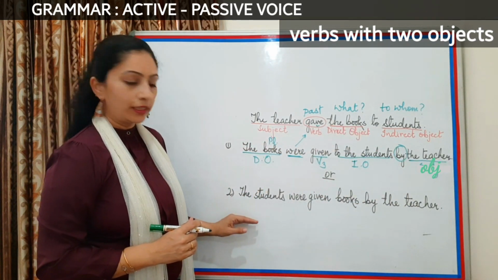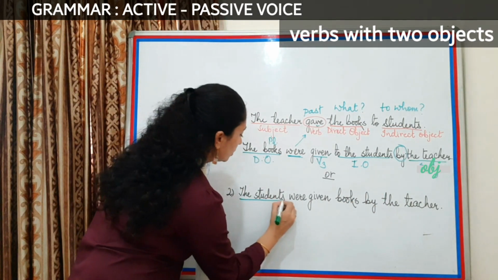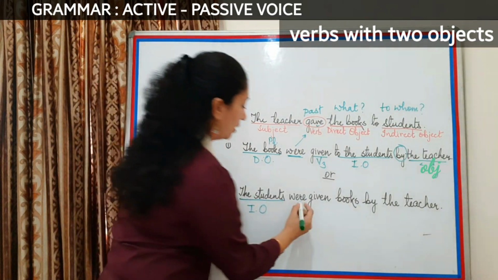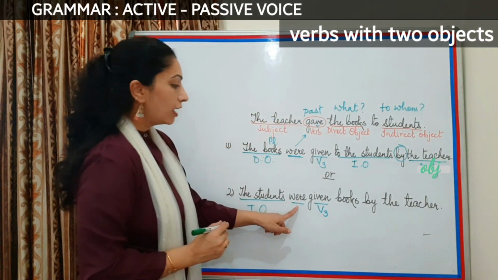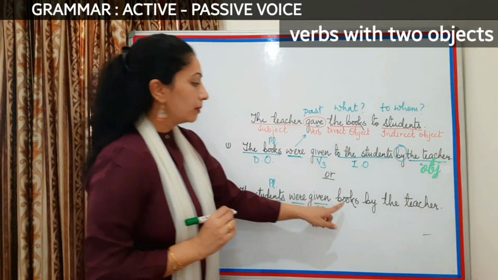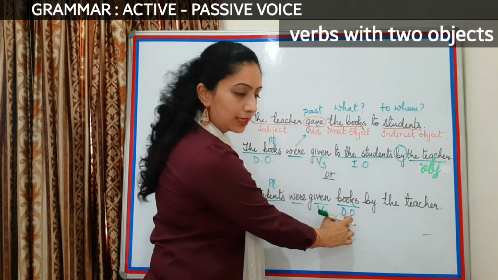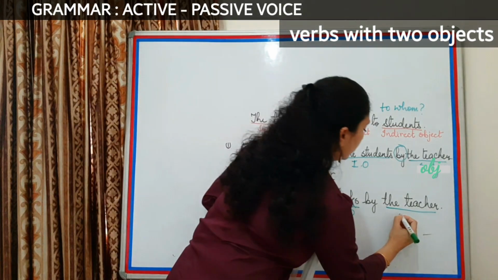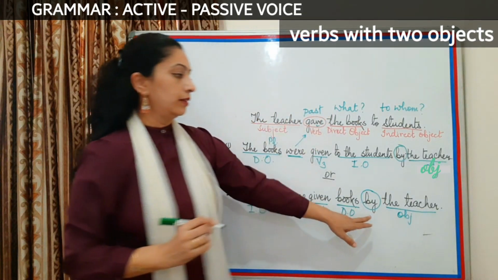Let's look at the second alternative. The students were given books by the teacher. Now here the students is the indirect object. I can take it first. Were given. Again, were given. Given is the V3 form of the verb. Why were? Because students also is plural here. So I am using were. Given books. Now I have taken the direct object as it is at its place, by the teacher. The teacher, which was the subject here, now becomes the object. The preposition by will be used.